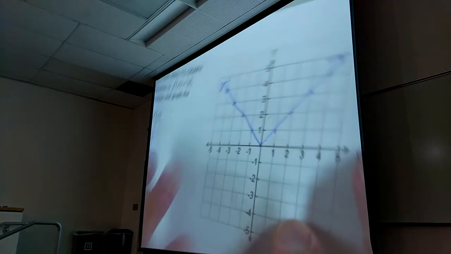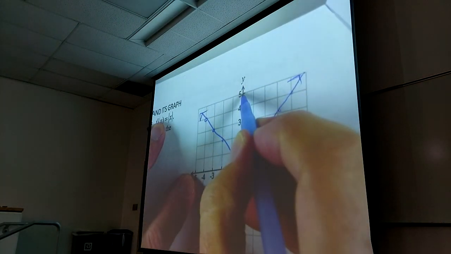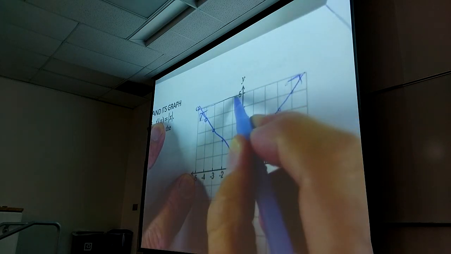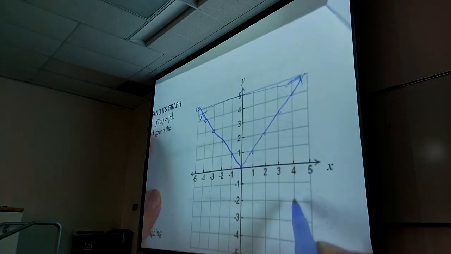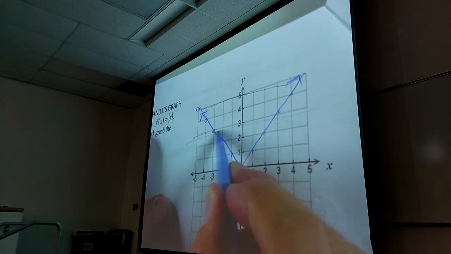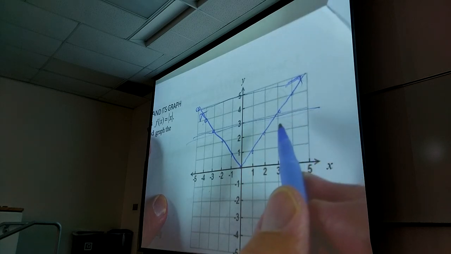If I look back at my graph I just drew, what inputs have an output of 5? Negative 5 and 5. So if you look, what inputs have an output of 3? Negative 3 and 3. Do you guys see that? That's a graphical way of seeing why it makes sense.